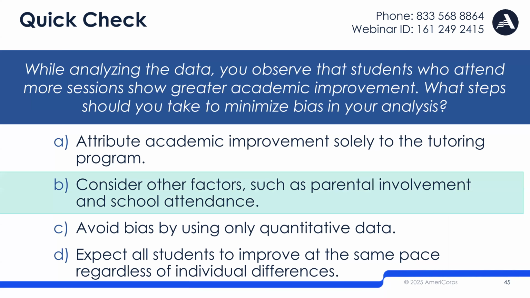So we'll reveal the best answer here, which indeed is B. Looks like 78% of you got the correct answer for B. The second most responded was C, avoiding bias by using only quantitative data. That wouldn't be it here, but for B, consider other factors such as parental involvement and school attendance that might be able to minimize bias in the analysis. But great job, everyone. Thanks for your participation there.